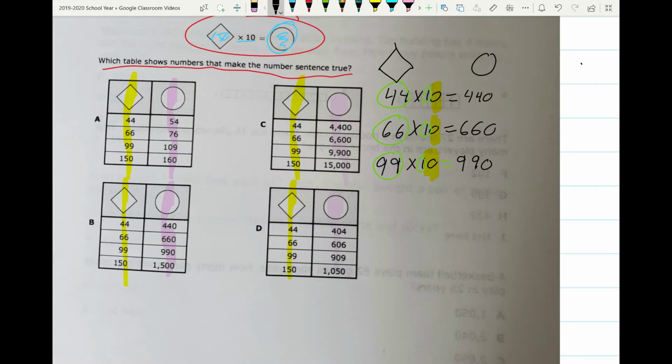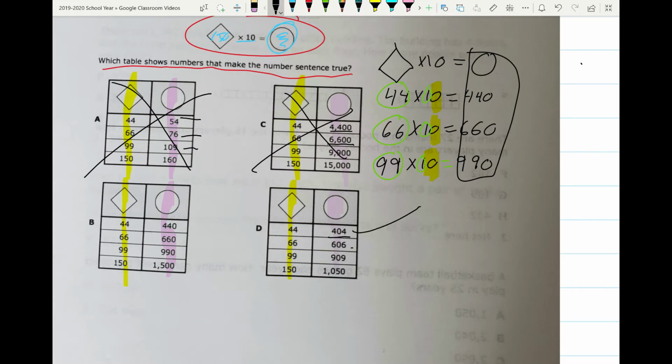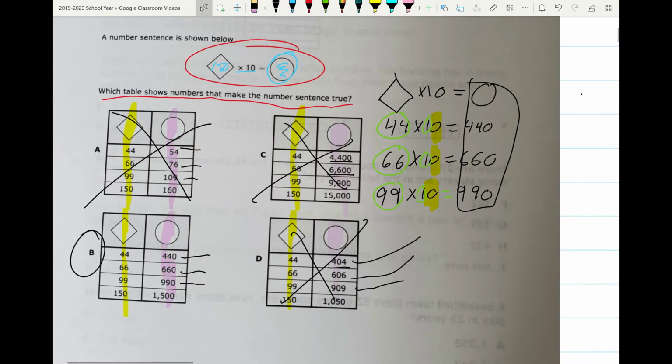Okay, so I have to find a box that has all of these answers. Okay, 54, 76, 109, those are my answers. It's not this one. 4,400, no. 6,600, no. So that's not my answer. 404, no. 606? No. 909? No, that's not my answer. 440? Yes. 660? Yes. 990? Yes. B is my answer. Okay? See how I checked multiple instead of just doing one? I need you to do that, okay?